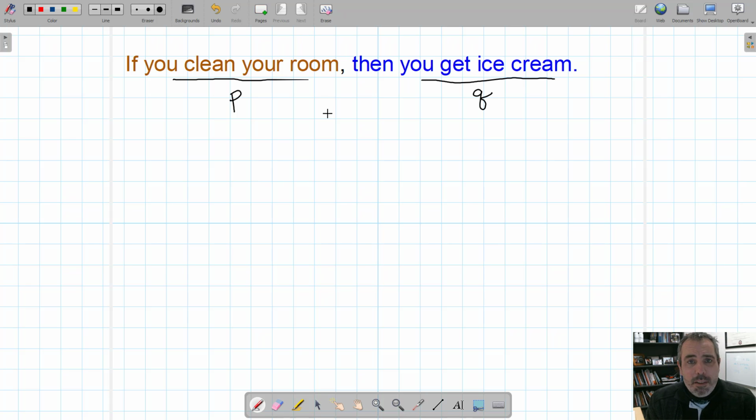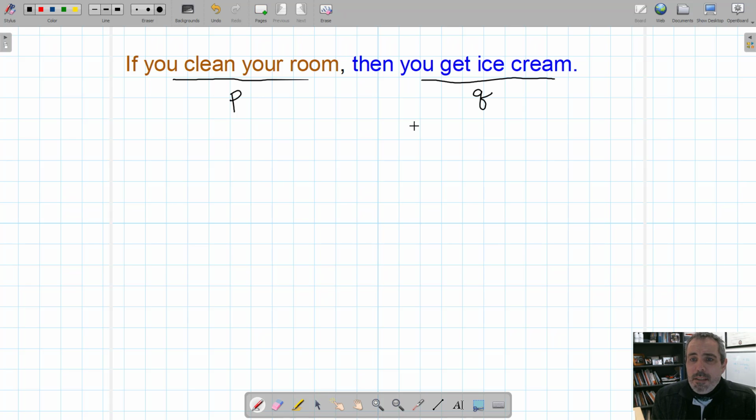Now by themselves, each of those statements could be true or false. You may or may not clean your room. So you clean your room is true if you do it, it's false if you don't. You get ice cream is true if you're eating it, false if you're not. So we will have these two statements.